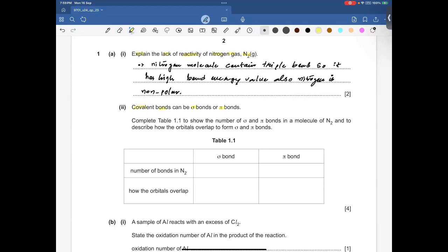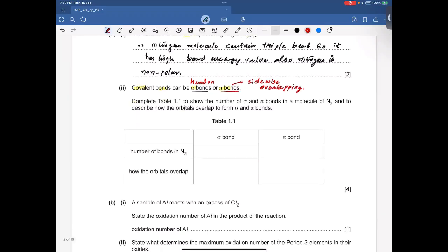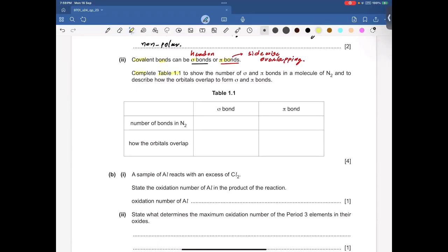Covalent bonds can be sigma or pi bonds. A sigma bond is always formed through head-on overlapping of orbitals, which is also called head-to-head overlapping. A pi bond is always formed through sidewise overlapping of p orbitals. Sidewise overlapping is also called lateral overlapping. Complete table 1.1 to show the number of sigma bonds and pi bonds in a molecule of nitrogen, and to describe how the orbitals overlap to form sigma and pi bonds.